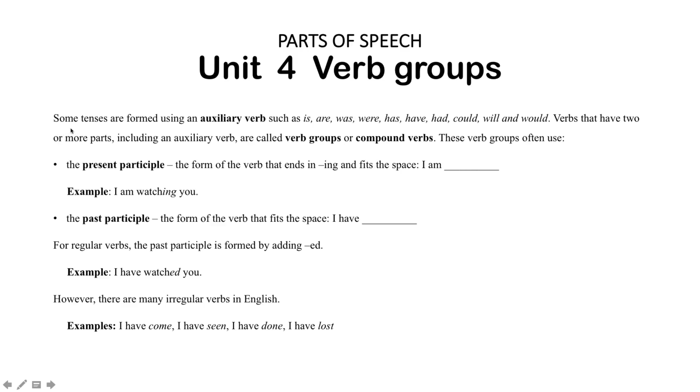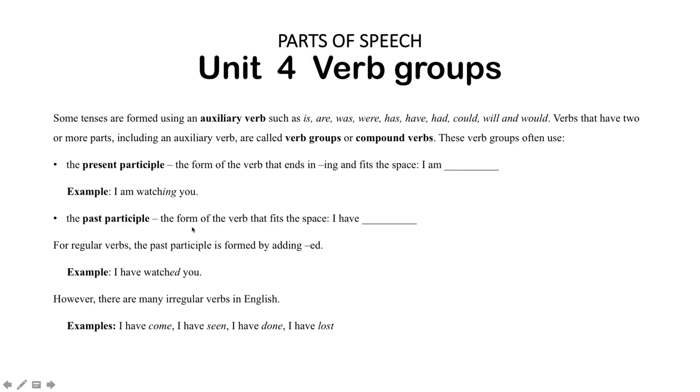Even further to that, some tenses are formed using an auxiliary verb, such as is, are, was, were, has, have, had, could, will, and would. Verbs that have two or more parts, including an auxiliary verb, are called verb groups or compound verbs. These verb groups often use the present participle, the form of the verb that ends in ing and fits the space I am something. For example, I am watching you.